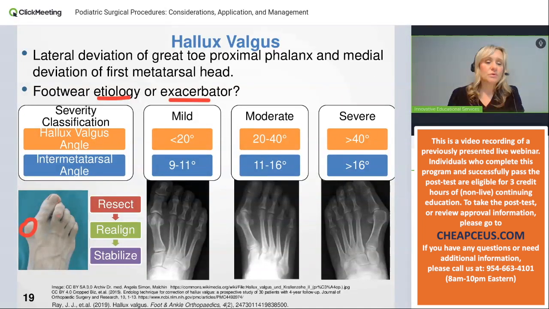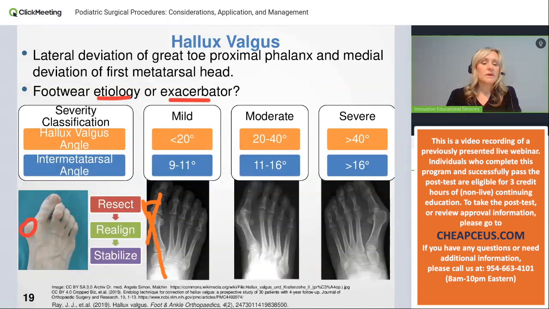So first we're going to look at the angle of the hallux valgus. This is going to look at drawing a line, on our first image here, through the metatarsal for that patient, and then they're going to draw a line through the phalange, and they're going to look at that angle. If it is greater than 20 degrees, getting up closer to 40 degrees, that moderate to severe range, those are usually our surgical candidates.